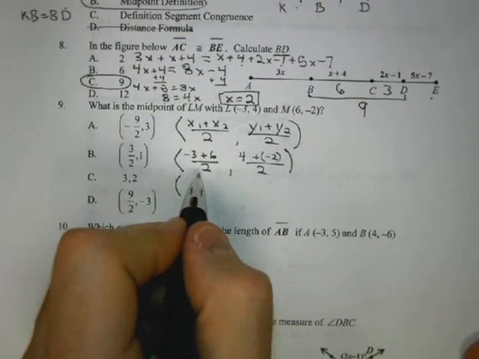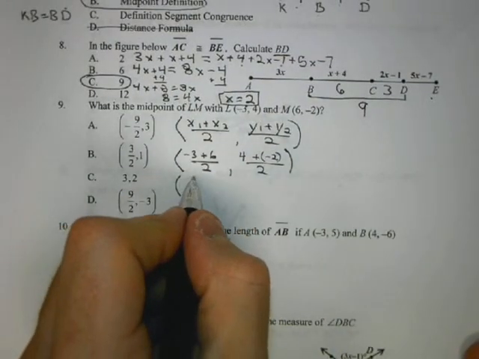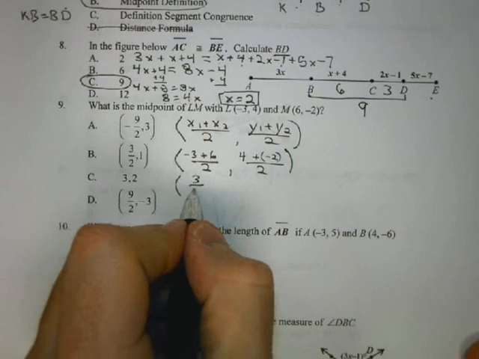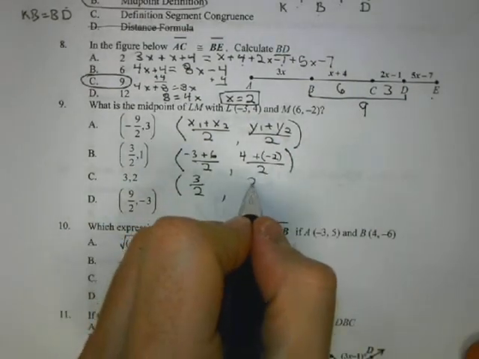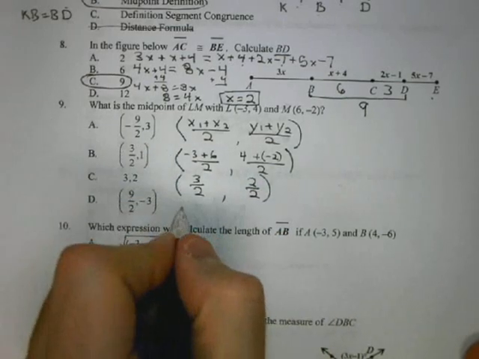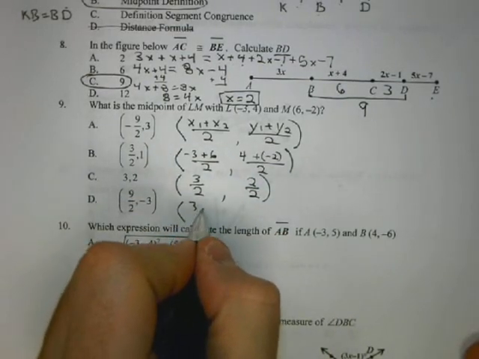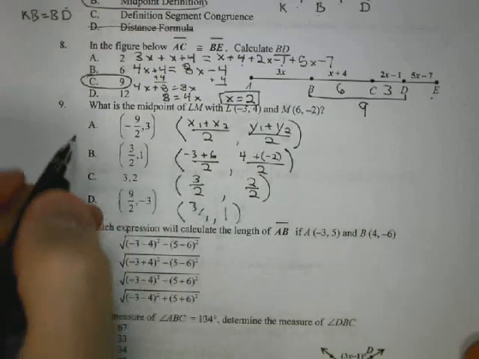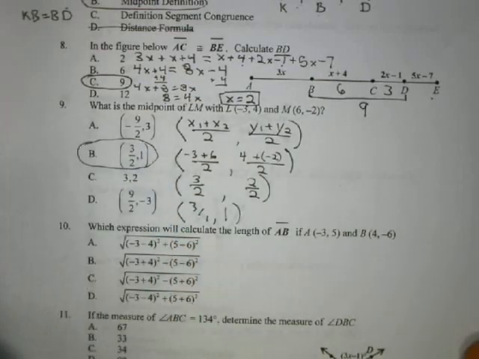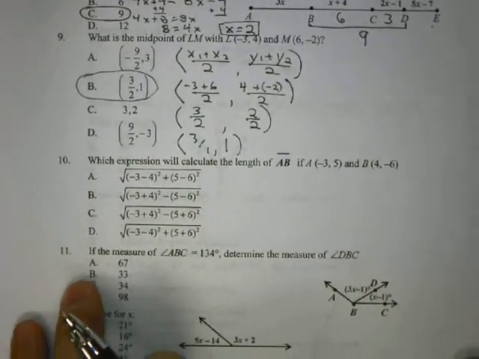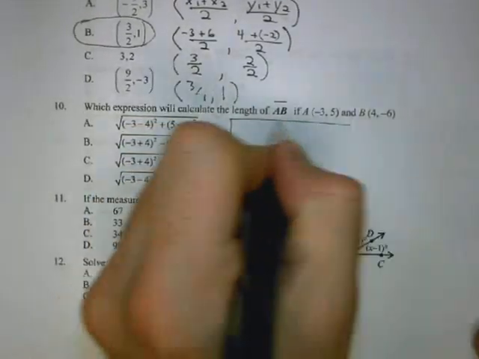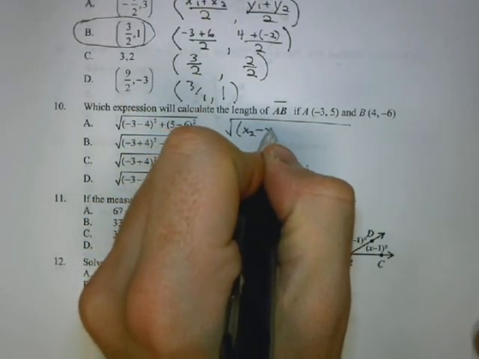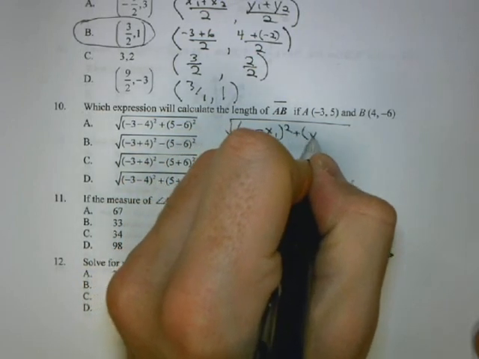So if I have my x values, negative 3 and 6, my y values are 4 and negative 2. Negative 3 plus 6 is positive 3, so positive 3 over 2. 4 plus negative 2, or 4 minus 2, is 2. So that becomes 2 over 2. So I get 3 over 2 and 1 as my coordinates for the midpoint.